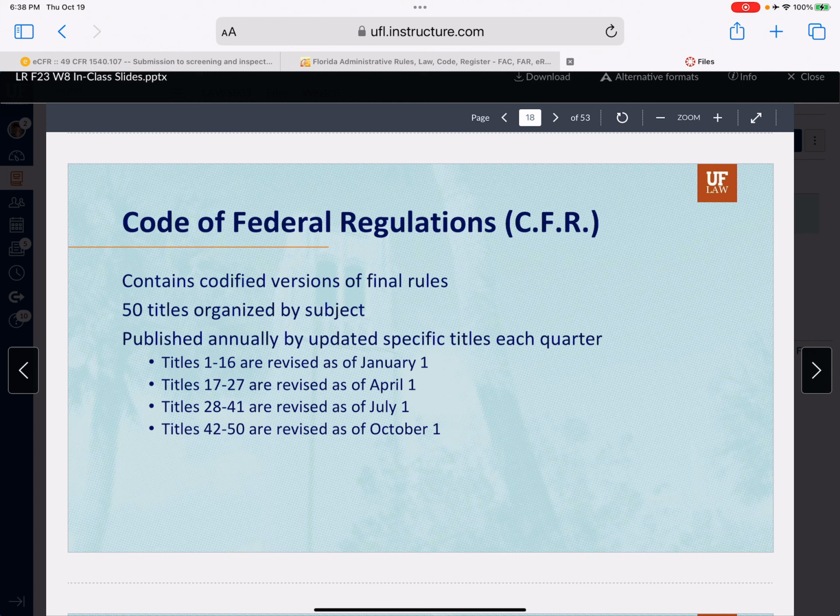So titles 1 through 16 are revised on January 1st and so on, as you can see. So whether you were to use, say, 2022 or 2023 in your citation would depend on which title. Of course, now we are already after October 1st, so they're all going to be 2023 because all 4 titles have been updated as of October 1st.